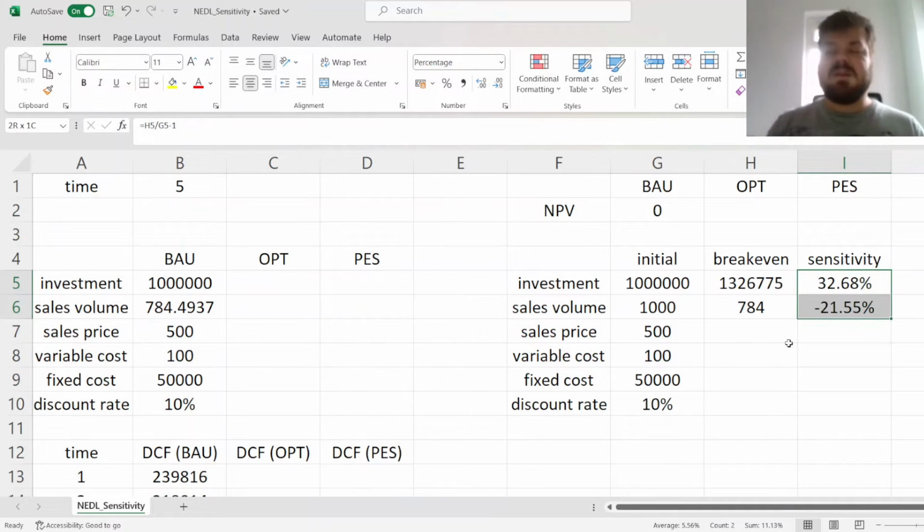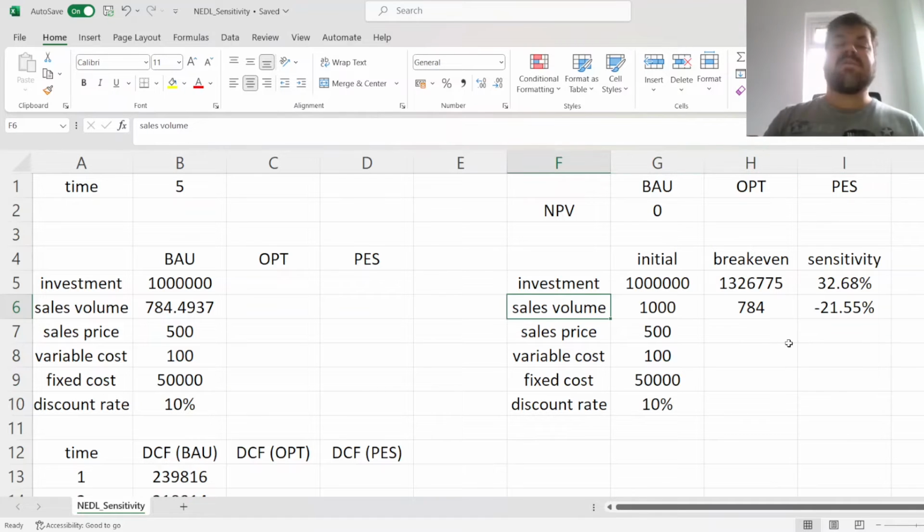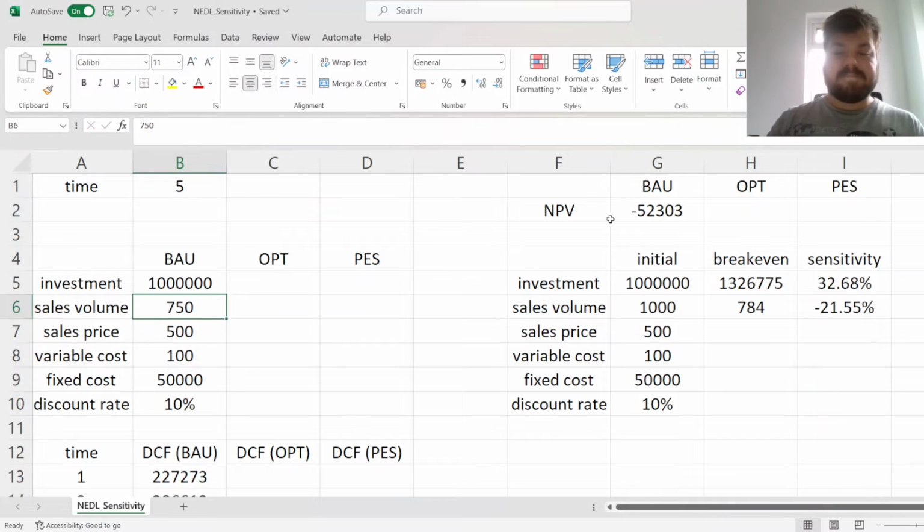And here we can see that the project is more sensitive in relative terms to sales volume than to the investment amount, as sales volume needs to change by a smaller relative amount for the project to become unprofitable. For example, if sales volume drops by 25%, say it's 750, the project destroys value in present value terms. But if investment increases by 25%, the project is still beneficial.